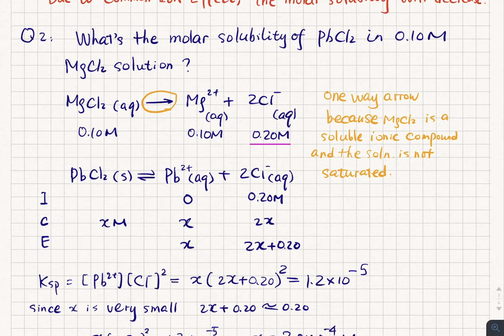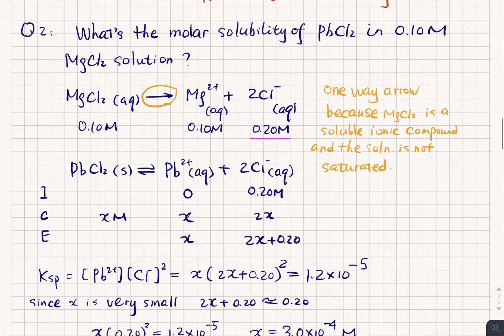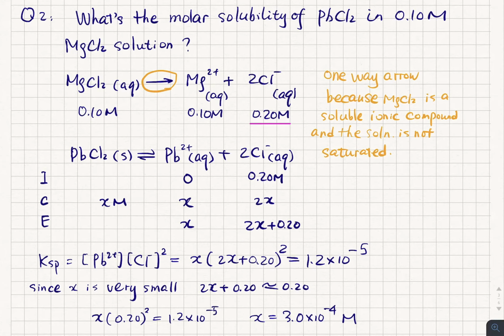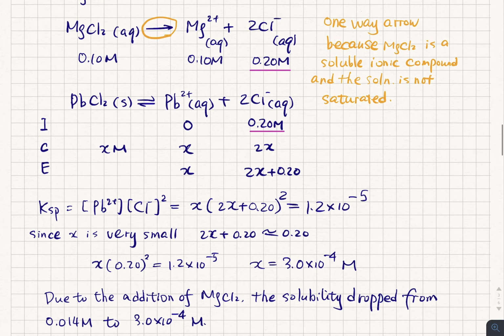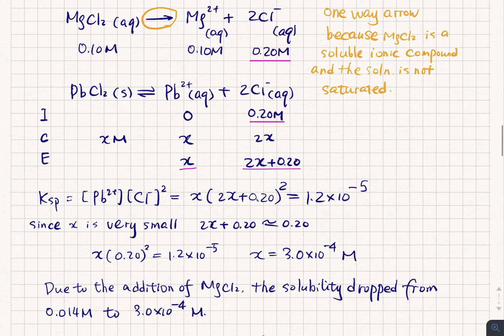Now when we are doing the ICE table of the PbCl2 solubility equilibrium, you can see even before the dissociation of the lead chloride, you already have 0.2 molar Cl minus coming from the magnesium chloride. If X molars lead chloride dissolves, then you're going to have X molars Pb2+ and 2X molars chloride added to the original mixture. So in the end, your concentration of Pb2+ will be X, and the concentration of chloride will be 2X plus 0.2.